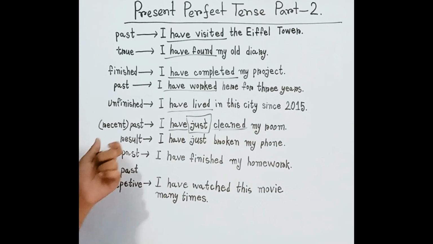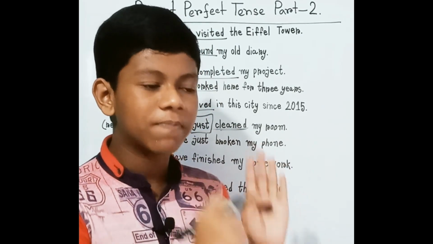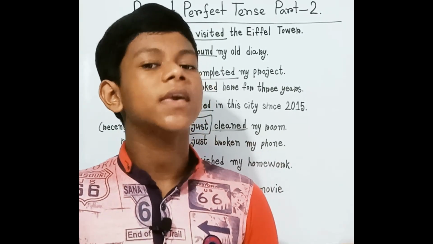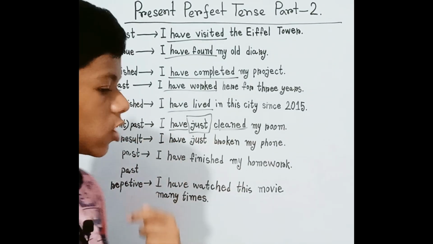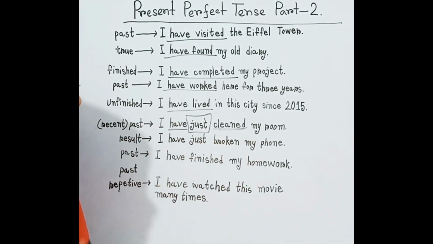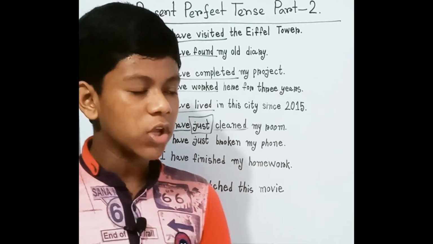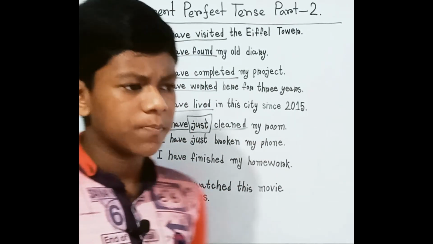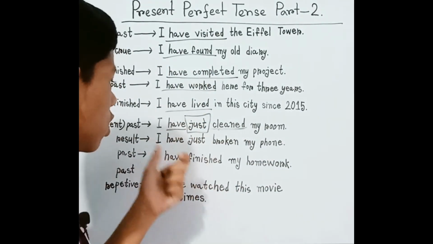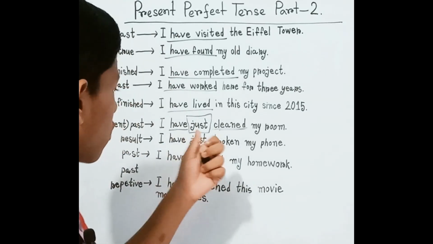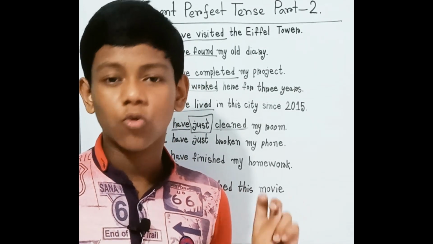Okay, the next is result. When something happened before now, but the result of that incident is still present, the past connects with the present. So if we talk about the result, then we can use it. For example, I have just broken my phone. Today John is asking you, hey Tom, where is your phone? Where is your favorite phone that you like to use? Oh, I'm sorry, I have just broken my phone. So this indicates the result.